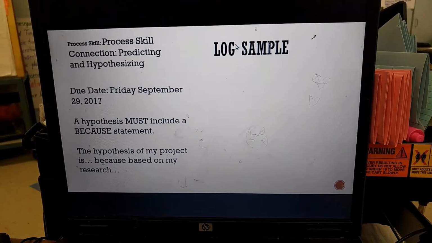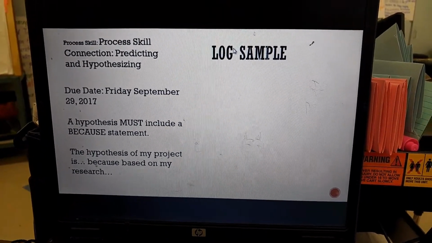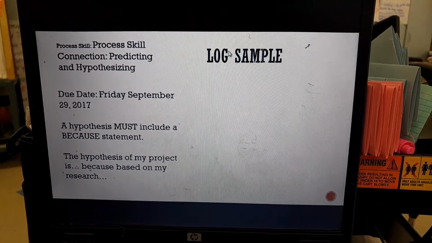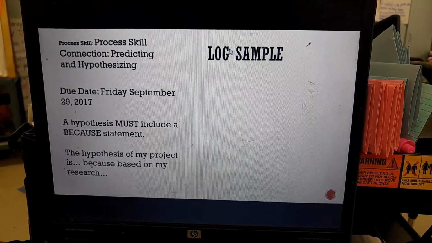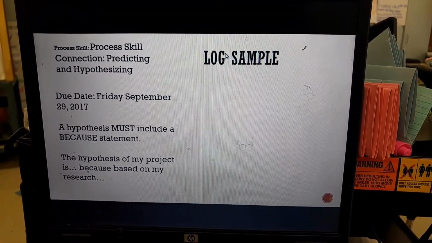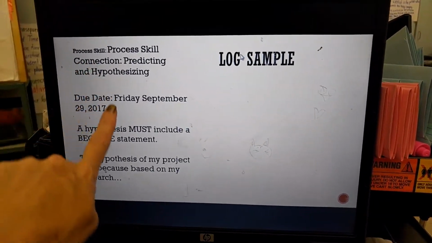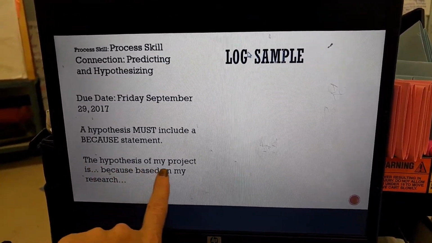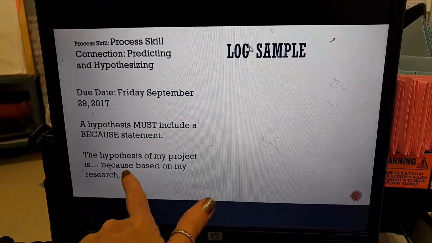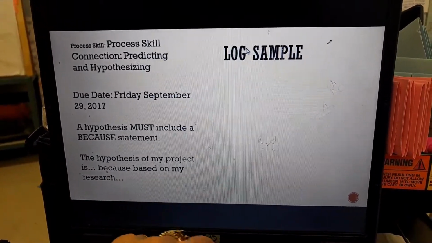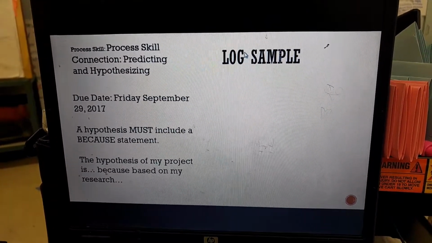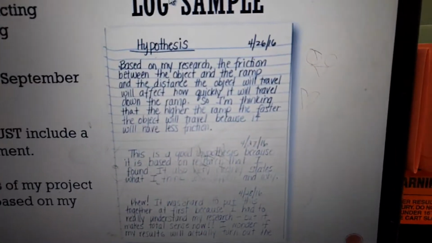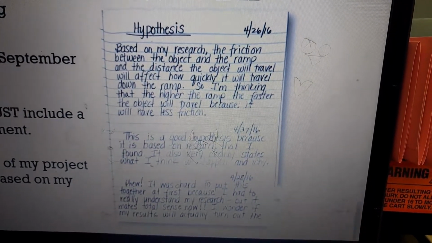So here it's our process skill of connecting, predicting, and hypothesizing. It's due on the 29th. A hypothesis must include a because statement. So those are the notes that should be written in the children's notebook. And here's our STEM starter: the hypothesis of my project is, because, based on information or based on my research. And then here is a sample hypothesis log.